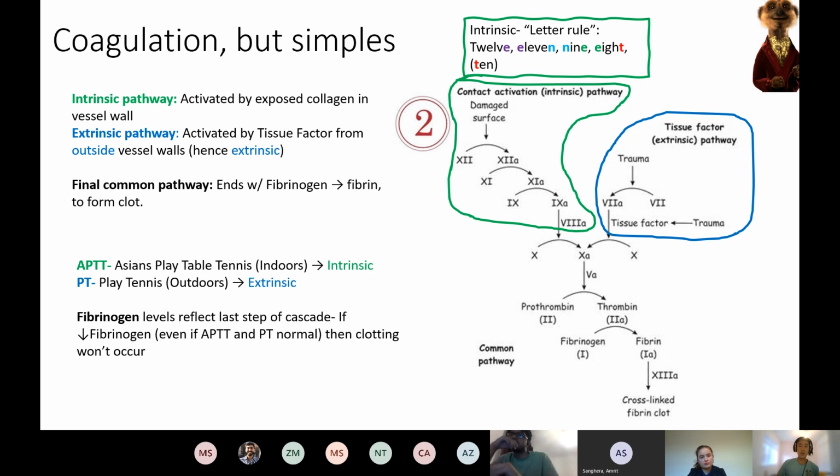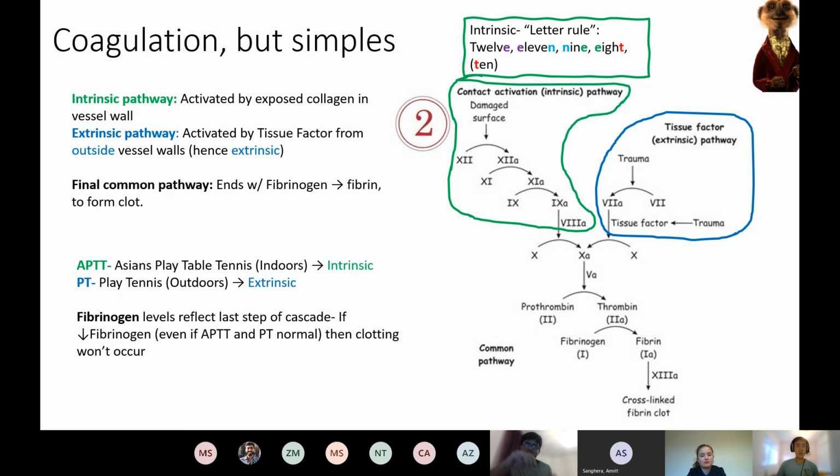The other really useful mnemonic for coagulation is this, and it's my favorite. Asians play table tennis, and table tennis is indoors, so therefore APTT refers to the intrinsic pathway, whereas you play tennis, PT, outdoors, and therefore it's the extrinsic.